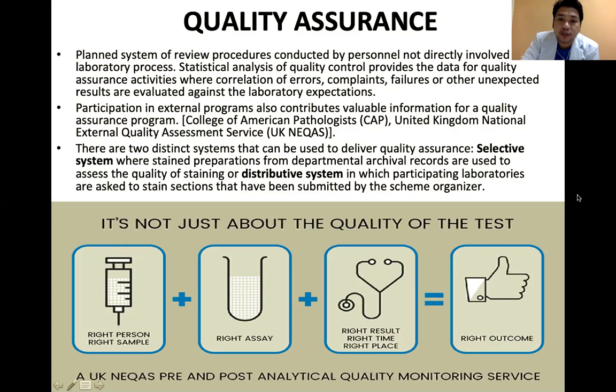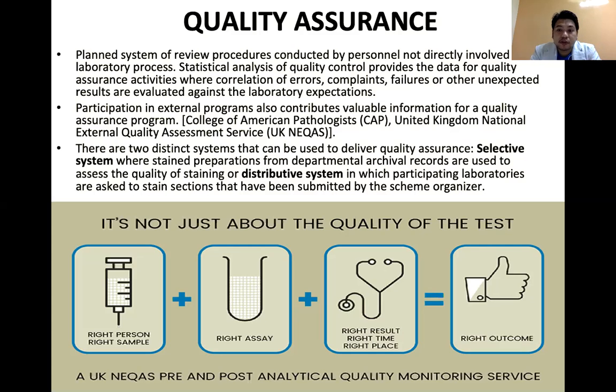So when it comes to quality assurance, class, we have two types. For histopath, we have two types of external programs that contribute valuable information for a quality assurance program. First, we have the College of American Pathologists and the UK External Quality Assessment Service. Okay, here in the Philippines, we have the local NEQAS. But I do not think histopath is included for that. Internationally, we have. So, what do they do? There are two types of quality assurance for histopath.